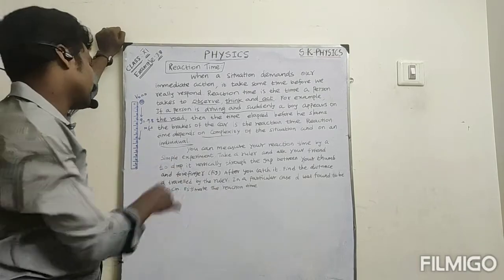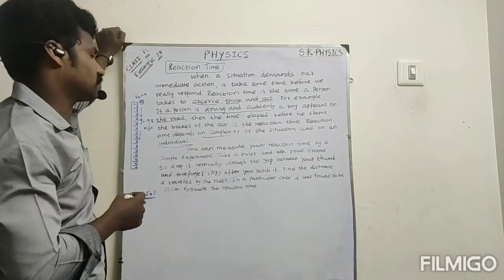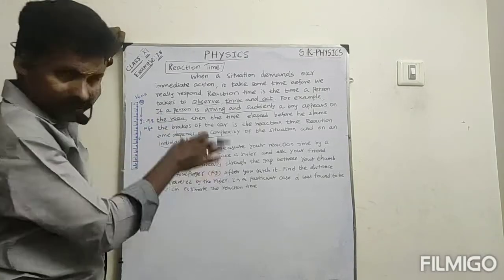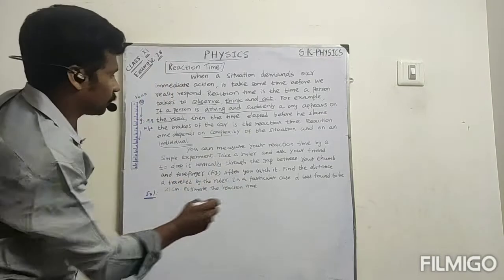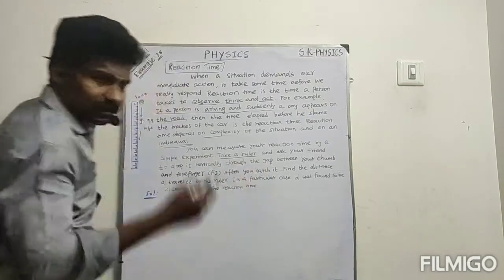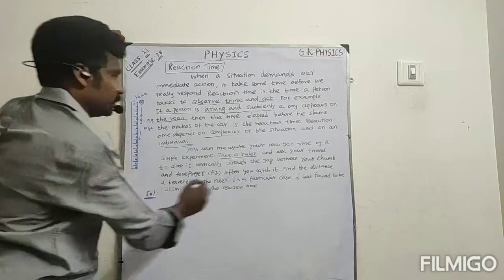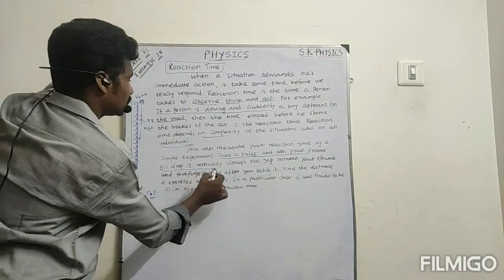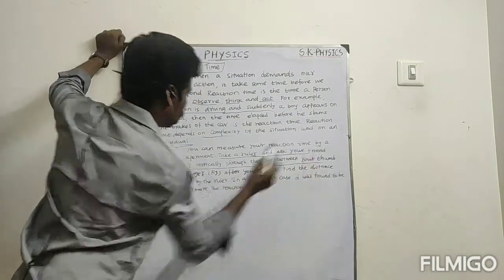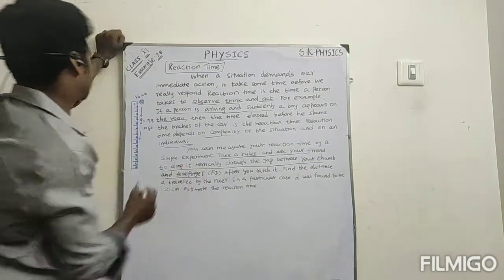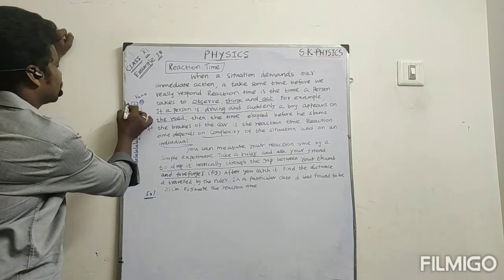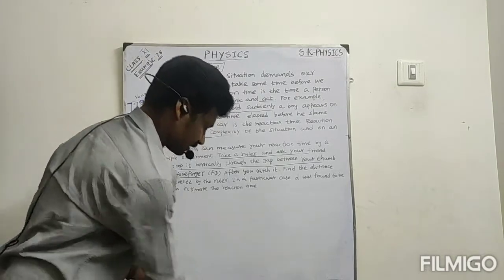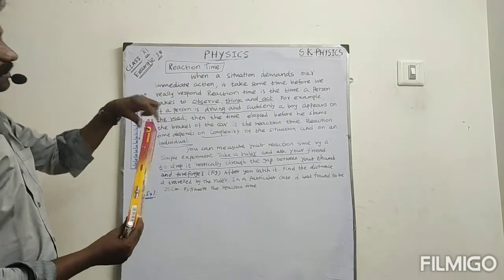For example, one more thing, you can measure your reaction time by a simple experiment. See that. Take a ruler. Ruler means scale. Take a ruler and ask your friend to drop it vertically through the gap between your thumb and forefinger. Here your thumb finger is there. Now you have to fix it. It is like a scale.